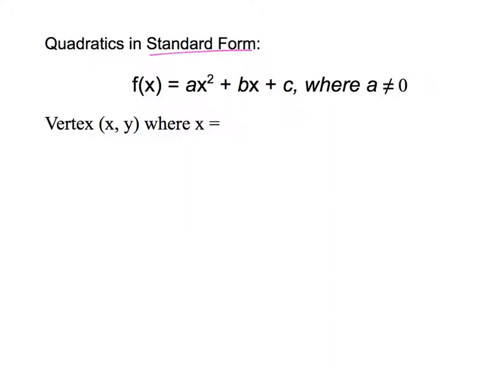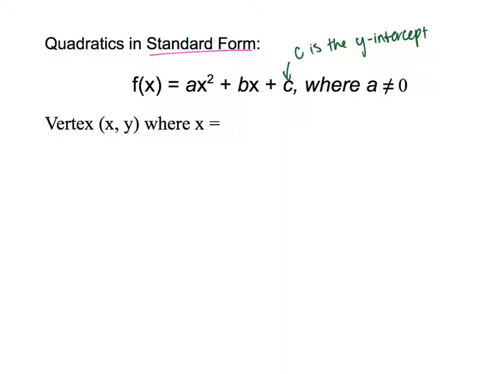But there are some advantages here. One of the things I like to mention is the c here. So c is the y-intercept. That's the advantage with standard form: the c value, the number that's by itself, that's a constant, is the y-intercept. It just makes it a little bit easier to graph the y-intercept first.